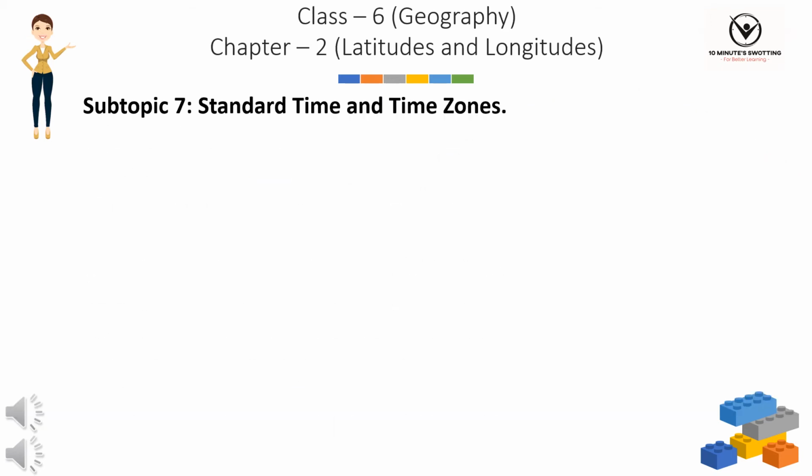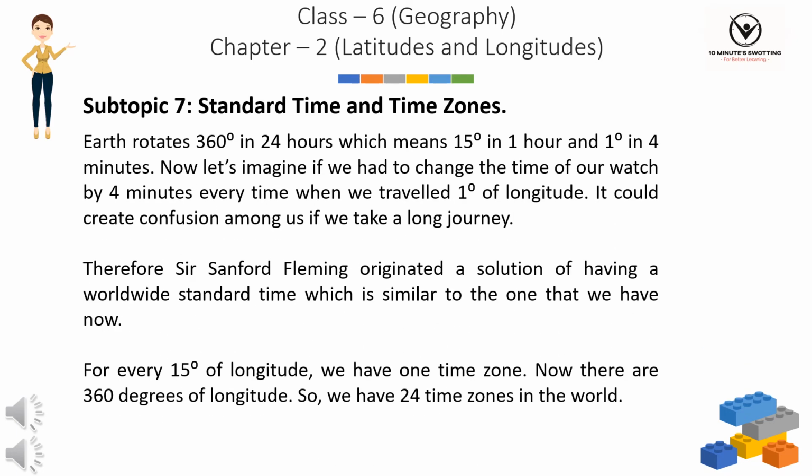Subtopic 7. Standard Time and Time Zones. Earth rotates 360 degrees in 24 hours, which means 15 degrees in 1 hour and 1 degree in 4 minutes. Now let's imagine if we had to change the time of our watch by 4 minutes every time we traveled 1 degree of longitude. It could create confusion among us if we take a long journey. Therefore, Sir Sandford Fleming originated a solution of having a worldwide standard time which is similar to the one that we have now. For every 15 degrees of longitude, we have one time zone.